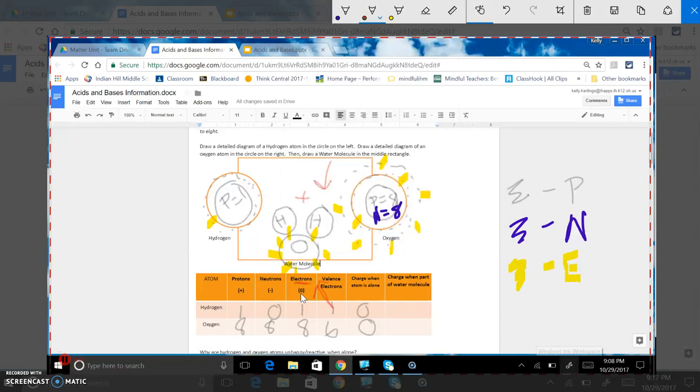So the last part of this is we need to finish filling in our chart. Charge when part of a water molecule: the hydrogen becomes a positively charged side of the water molecule, while the oxygen side, since it took the electrons, becomes more negatively charged.